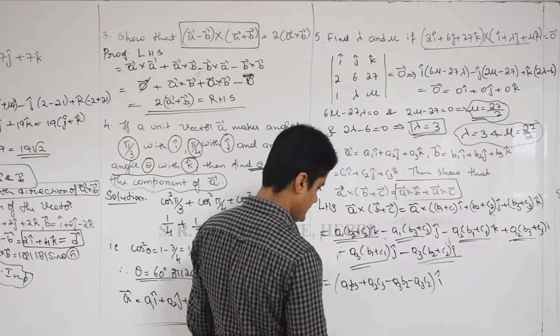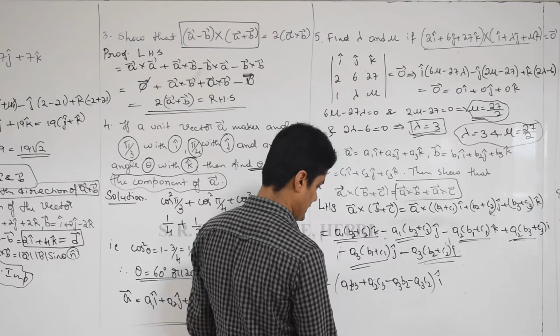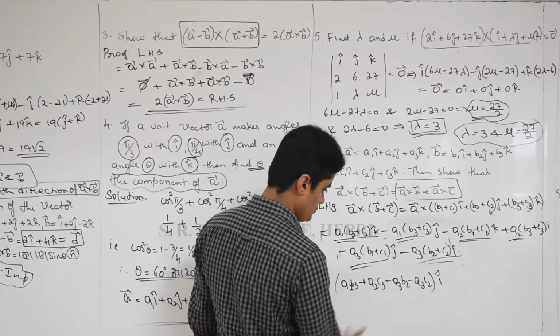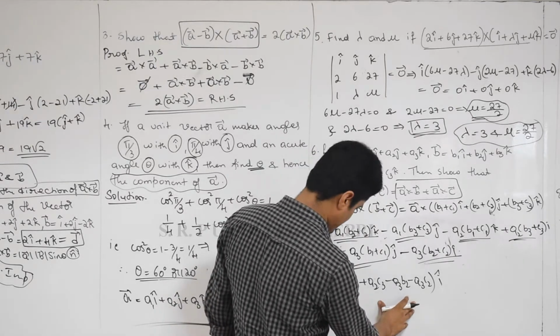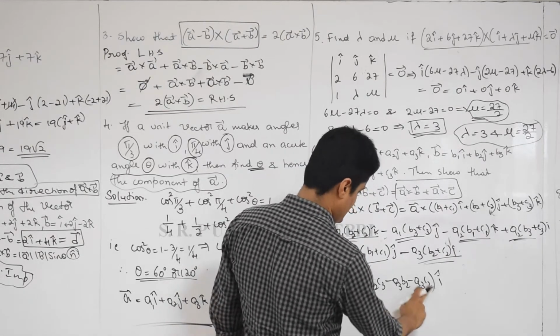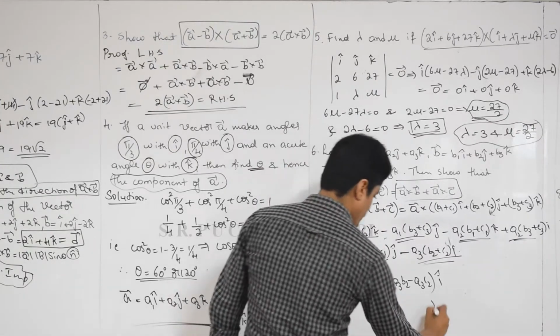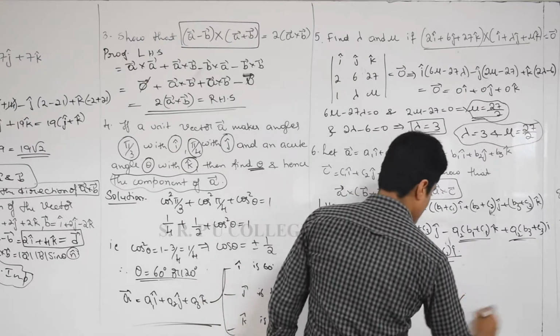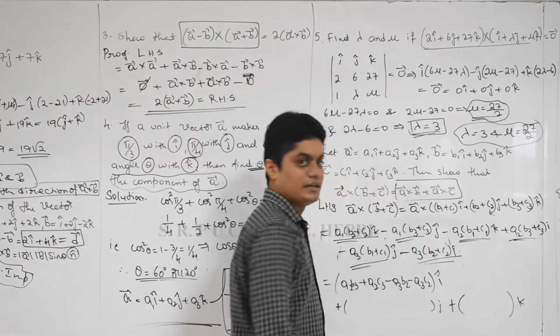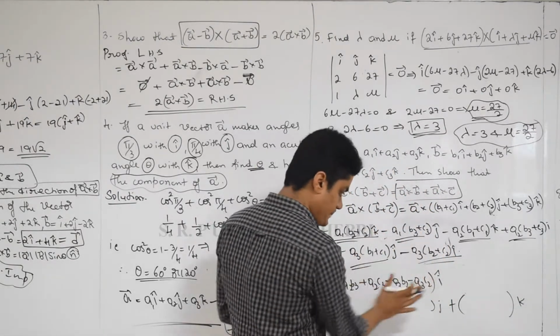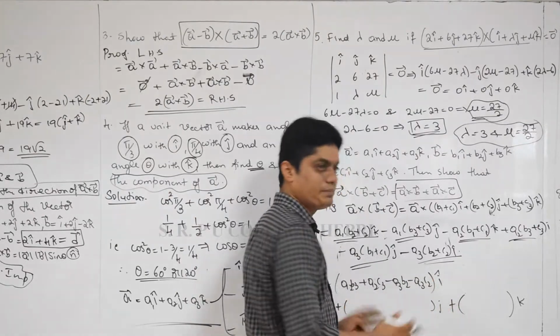So again 100% one term will be cancelled. A2 B3, A3 B2, everything remains. So in the same way plus J coefficient, next plus K coefficient, you will get this. The same thing in the right hand side, write in this expression IJK, compare, you will get the answer.